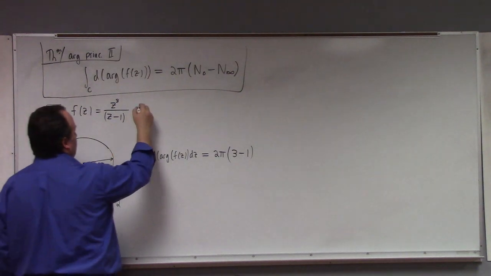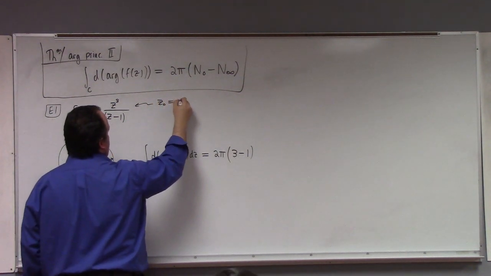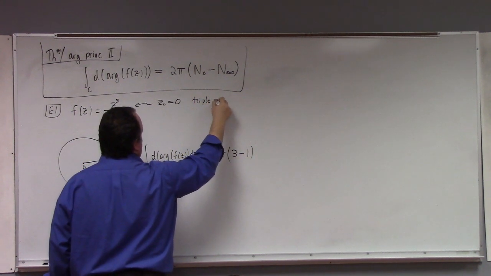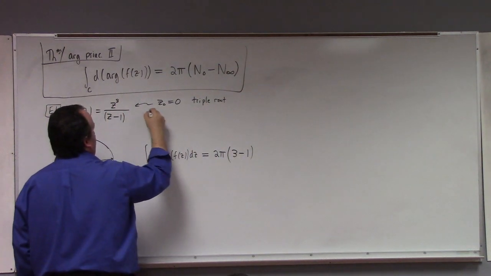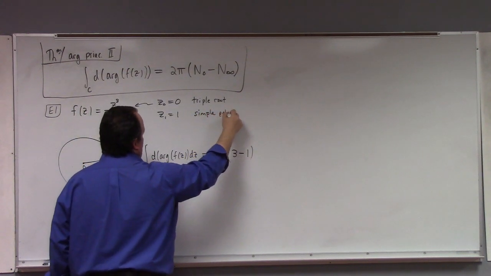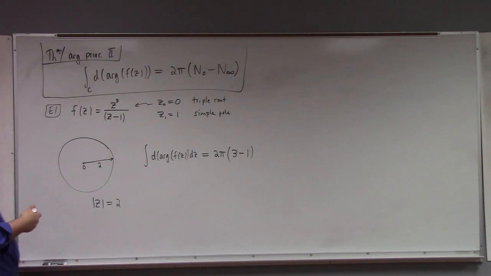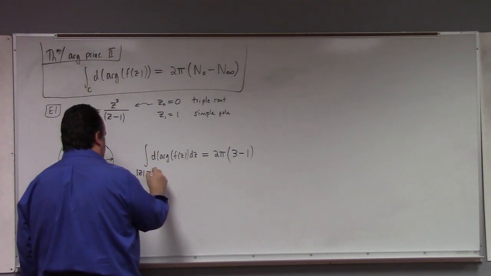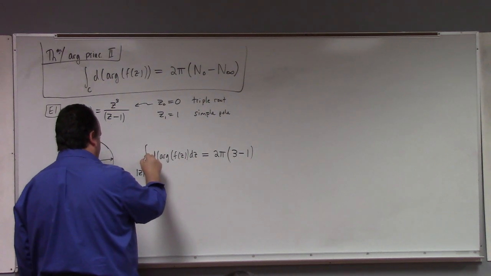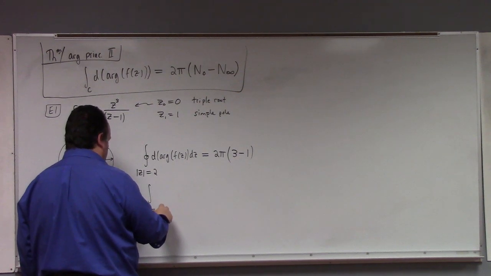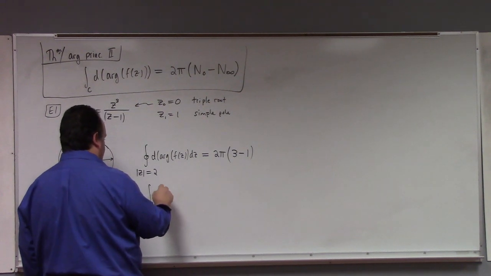So this has z naught equals 0 with a triple root, if you like, multiplicity 3, and z1 equals 1 is a simple pole. And those are both relevant because they're inside the circle, right? But the claim is, if we were, say, to do it around the circle of radius 1/2, right?